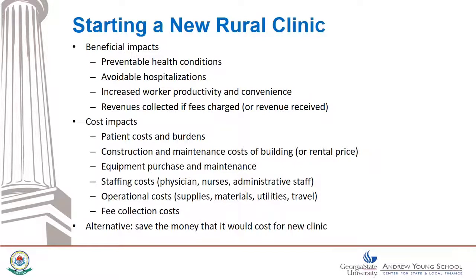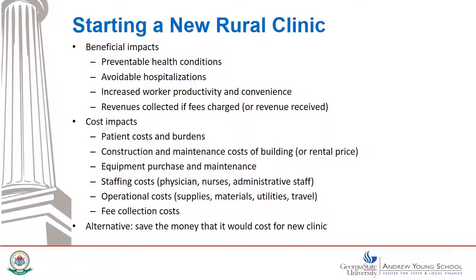Opening a new clinic requires space. So either a facility will have to be built or rented. If it's built and owned by the clinic system, there will be maintenance costs going forward. There's an additional set of equipment that has to be purchased, and, depending upon its sophistication, a maintenance agreement for its upkeep and calibration. There are staffing costs for physicians, nurses, and administrative staff.